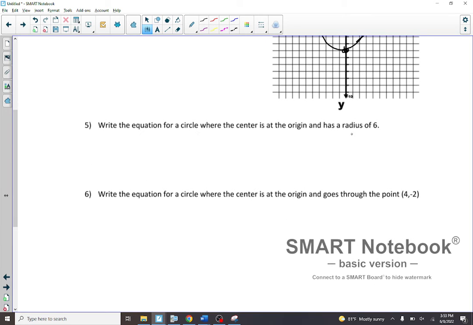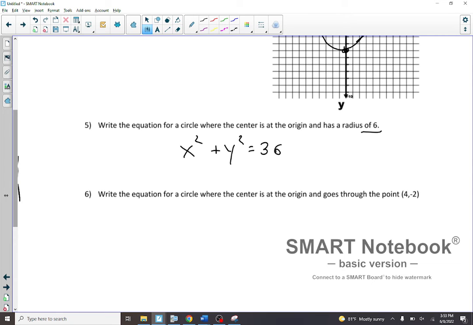Write an equation where the circle is at the origin and the radius is 6. Since the radius is 6, that means r squared is 6 squared, 36. Don't worry, I'm going to put a fake answer for 6, so don't think I won't forget that.